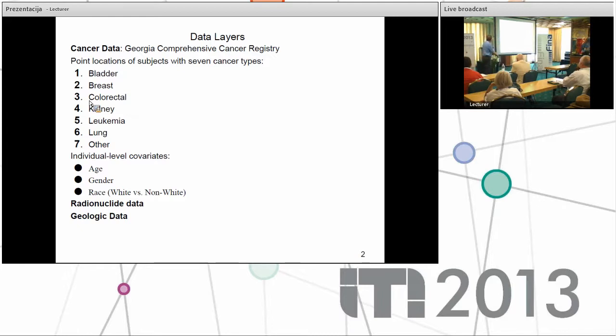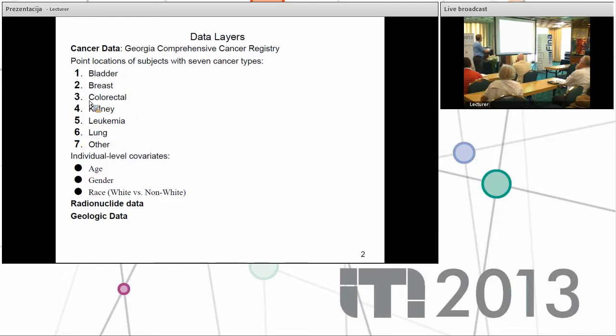So the main layers are the cancer data themselves, some individual level covariates such as age, gender, and race of the subjects. We also have some radionuclide data, radon and uranium, as John just described, as well as some geologic data as useful essential covariate data.